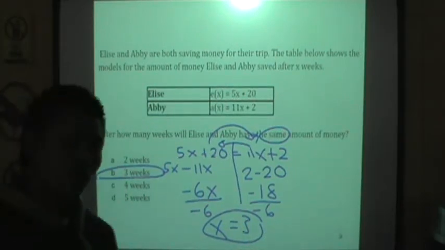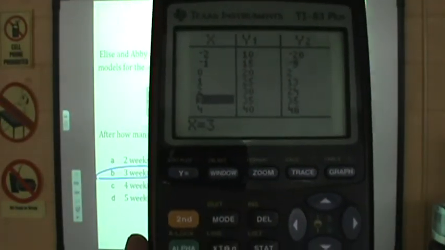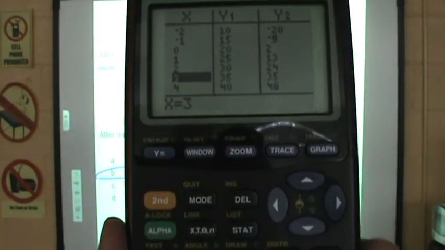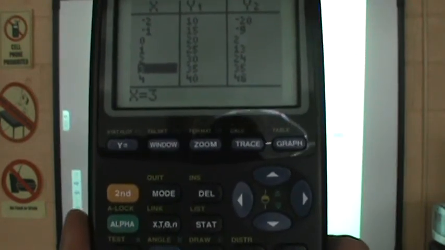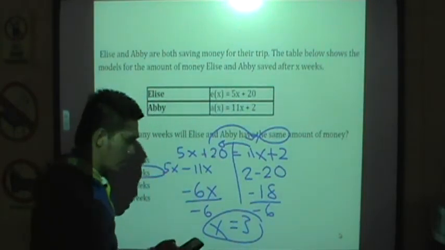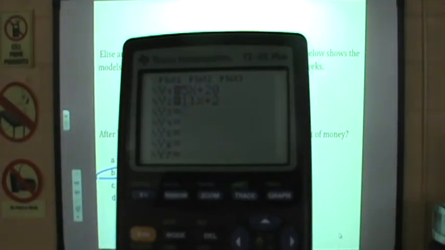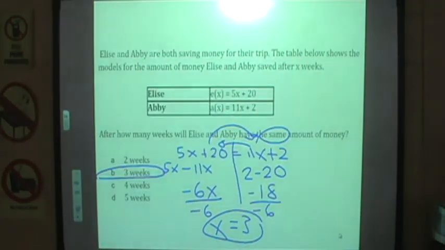Now, using your calculator, in a problem like this, you can just press y equals, and then type in 5x plus 20, and then go to the y2, the next one, type in 11x plus 2, and then second, and then graph, and then you will see that with x equals 3, they will both have the same value for the y's, 35. Okay. Now, how did I do that? Check that out. And then press second, and then graph, and it's going to give you that table.